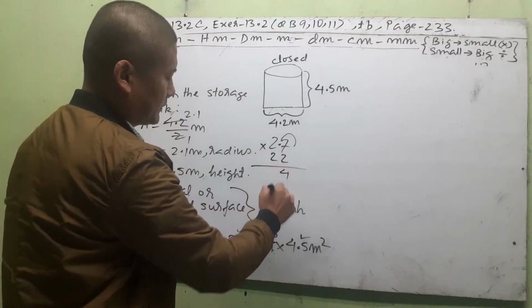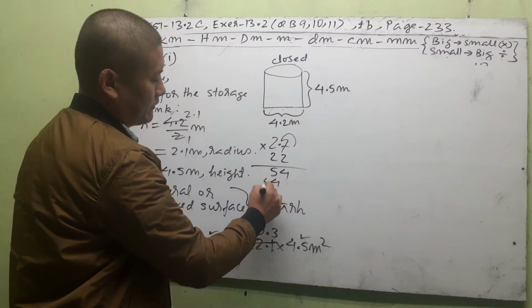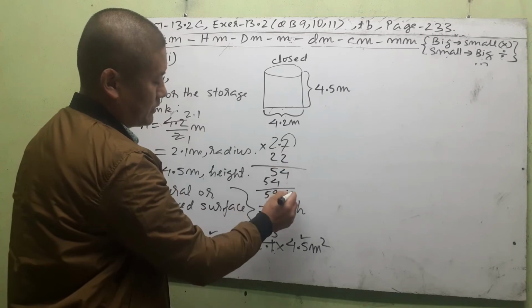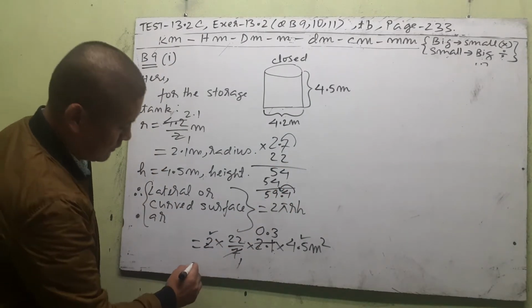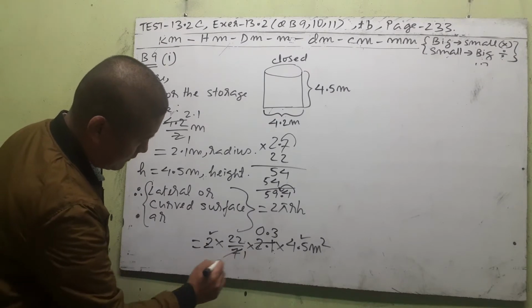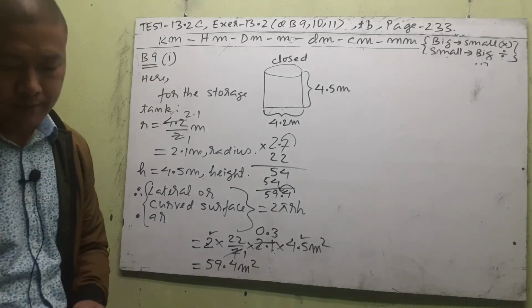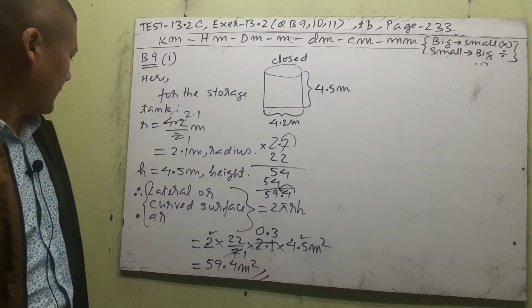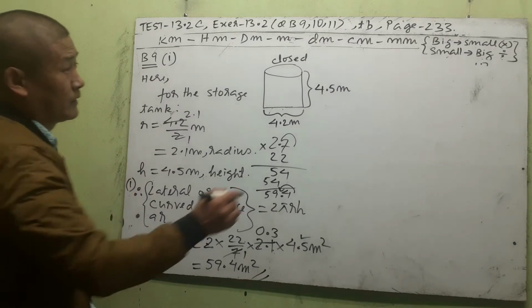2 sevens are 14. 2 twos are 4 plus 1 remainder is 5. So 4, 9 and 5. One decimal place means move here. So 59.4. So we get 59.4 meters square. That's the lateral surface area. First answer. Second part, okay, so this is number 1, you write. And number 2.